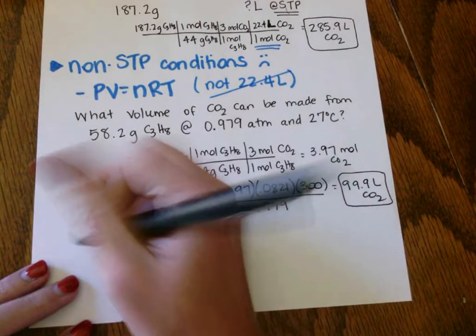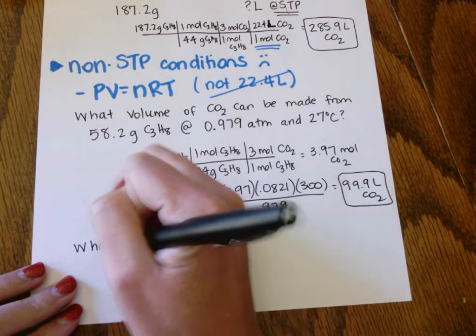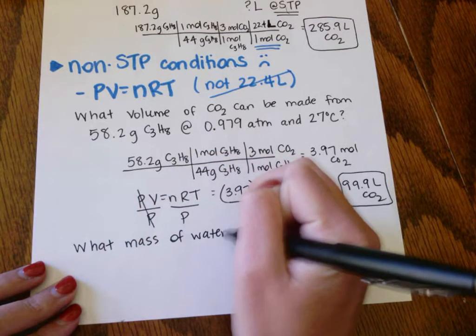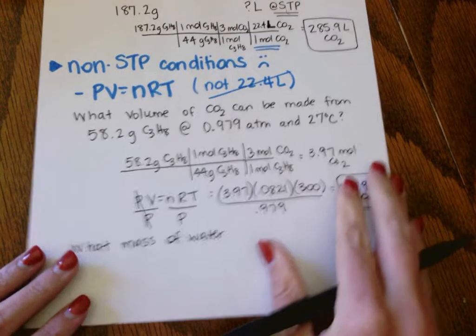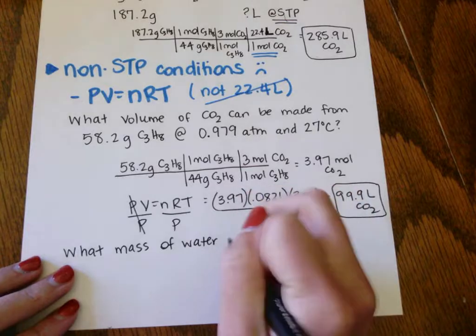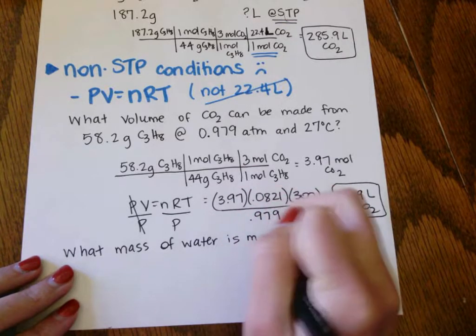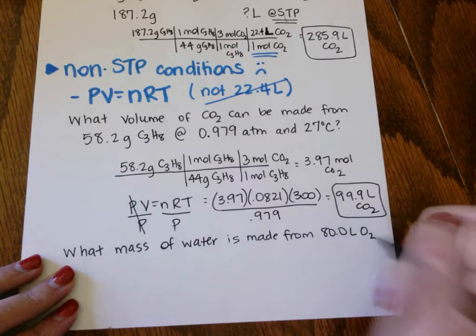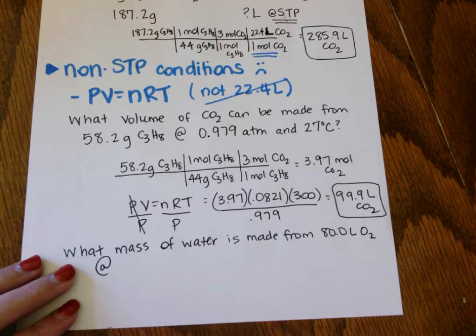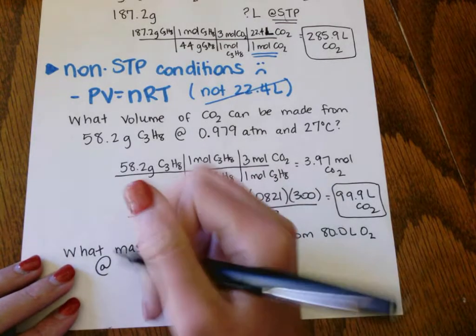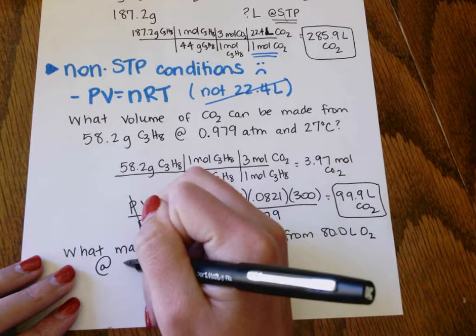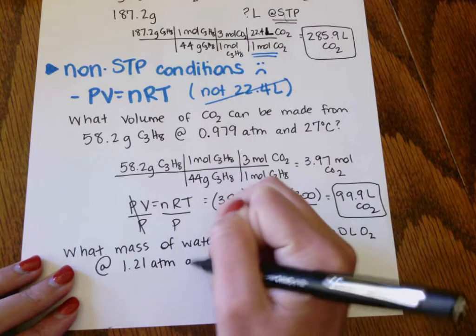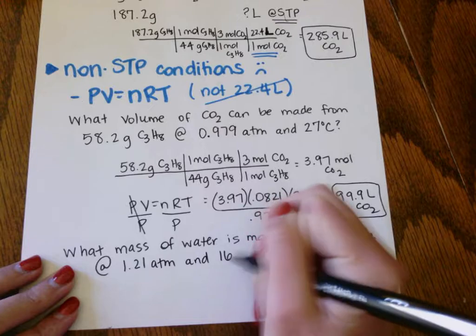So let's say, what mass of water, we're still using the same equation, the propane equation, what mass of water is made from, let's just go 80 liters of oxygen, but not at STP, right? We're going to make these non-STP conditions. Let's increase the pressure this time. Let's go to 1.21 atmospheres and 16 degrees Celsius.